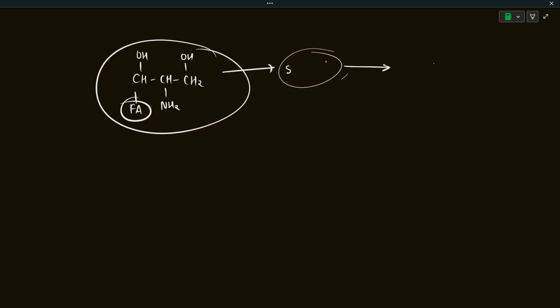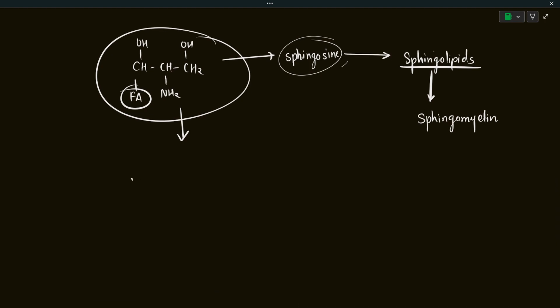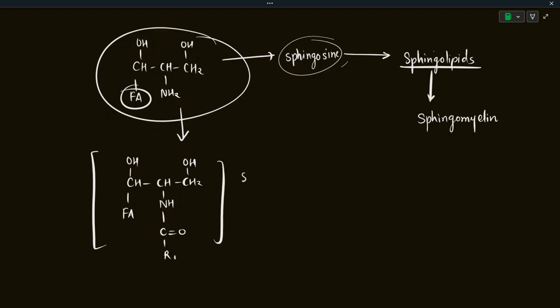Okay, so I just made a mistake here. It's sphingosine and sphingolipids. Okay, so the most abundant sphingolipid is sphingomyelin. So let's have a look at how sphingomyelin is formed from sphingosine. So this is sphingosine, right? OH. Here there is NH2, and here there is OH as well as a long fatty acid chain. So when you remove one hydrogen from this NH2 group and add a fatty acid chain on it, here you have your sphingomyelin.